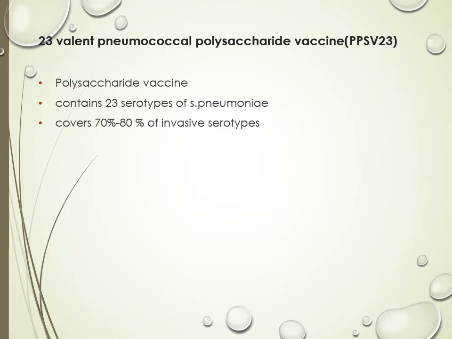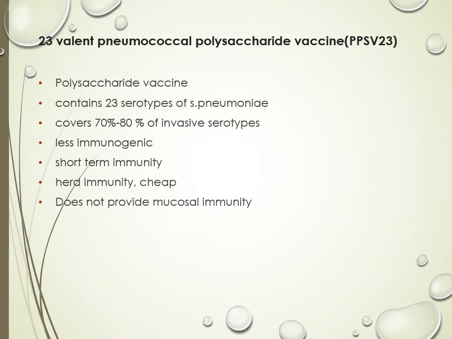It contains 23 serotypes, as the name 23 valent means 23 serotypes of Streptococcus pneumoniae have been included in this vaccine, and it covers 70 to 80% of the invasive serotypes. So those serotypes which usually cause invasive infections have been included. It is less immunogenic because of the polysaccharide component and gives short term immunity. It provides herd immunity.